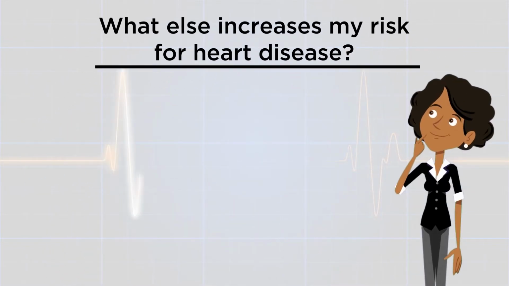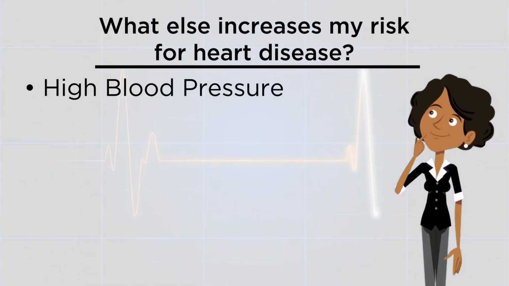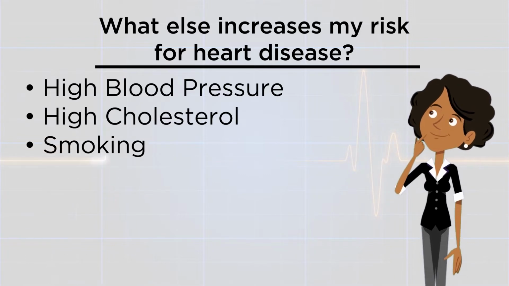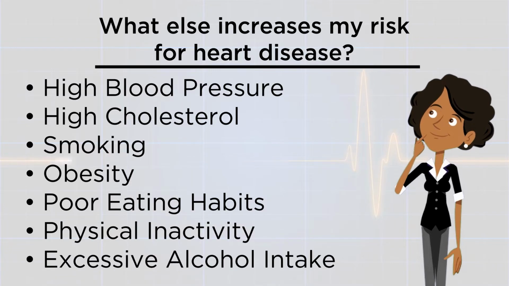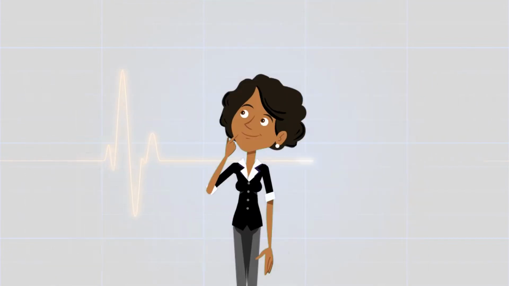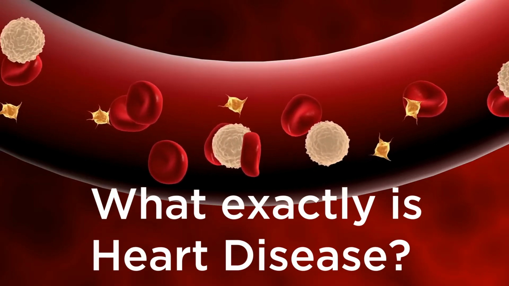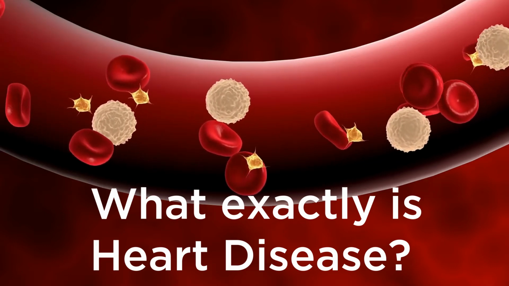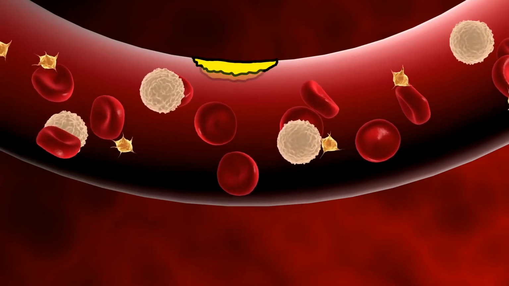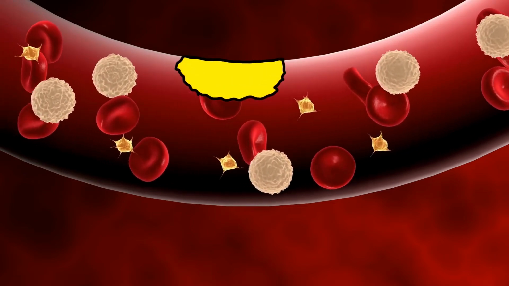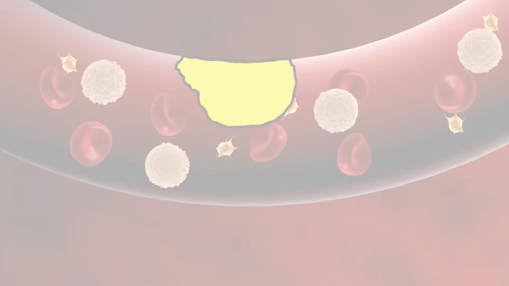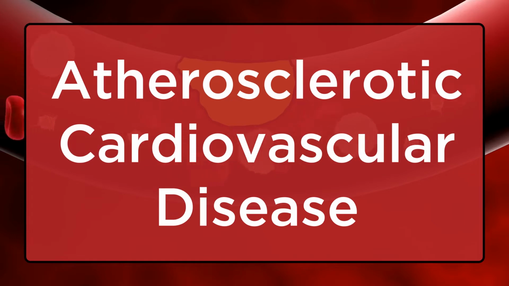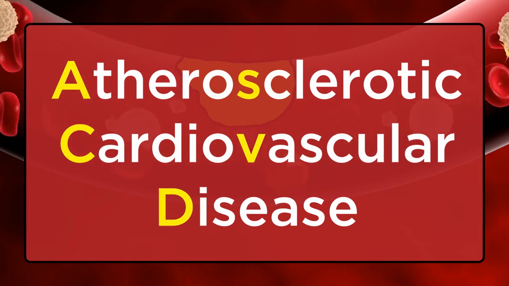Besides having diabetes, other risk factors include high blood pressure, high cholesterol, smoking, obesity, poor eating habits, physical inactivity, and excessive alcohol intake. Heart disease is the buildup of cholesterol in the inner linings of an artery. This buildup is called plaque, and it reduces the amount of blood and oxygen that is delivered to important organs, especially your heart. The two most common complications are heart attacks or stroke. The medical term is atherosclerotic cardiovascular disease, or ASCVD.